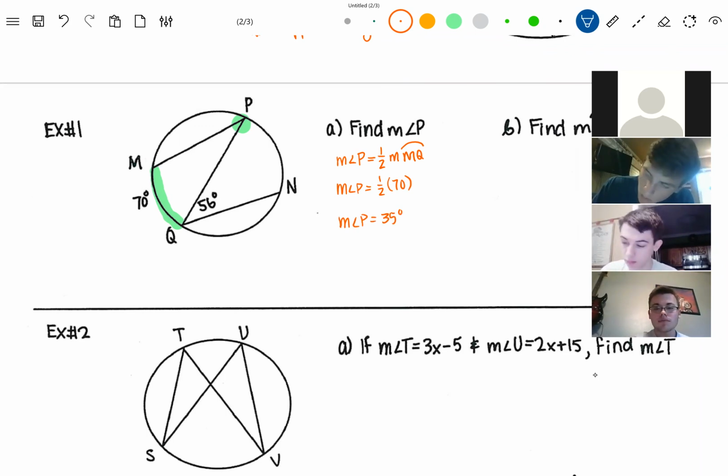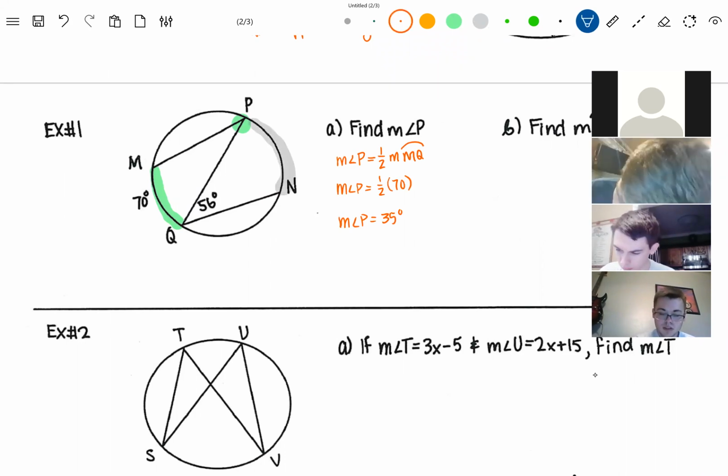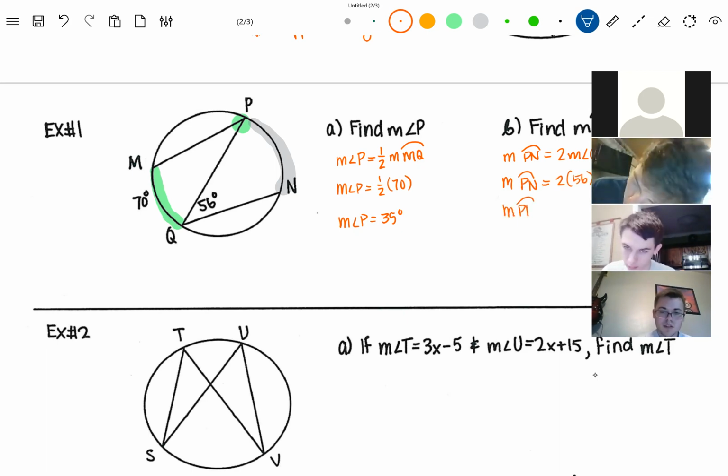And B says find the measure of arc PN. If the angle is half the arc, that means the arc is twice as much as the angle. So the measure of arc PN is twice the measure of angle Q. The measure of arc PN is 2 times 56. And you know you don't have to show all that work as long as you can get it right. 2 times 56 is 112 degrees. Any question about example 1?